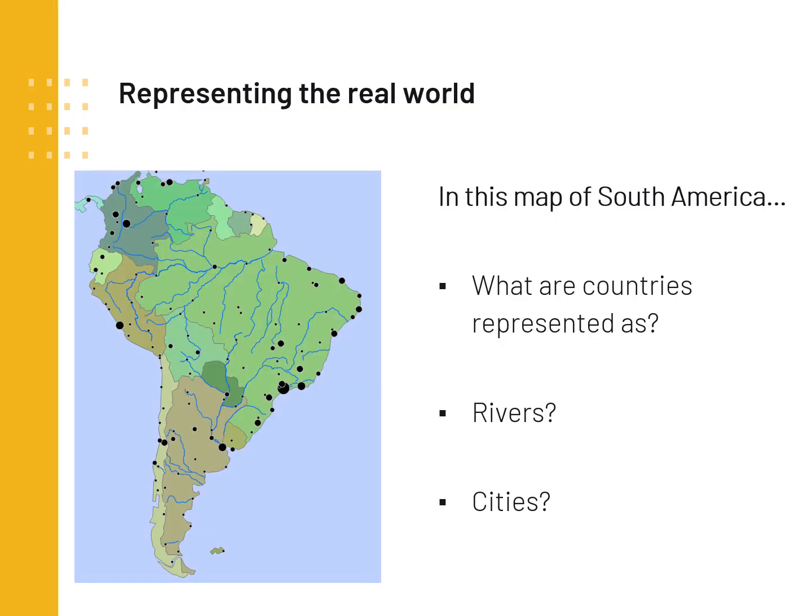So here's an example of a real world map. This is South America. Taking a look at this, what are the countries represented as? The rivers, the cities. Hopefully you'll see that the countries are basically filled in. So those are polygons, the rivers are lines, and the cities are represented by points.